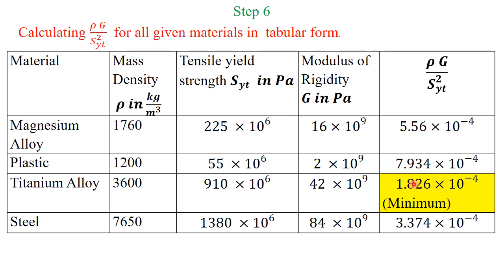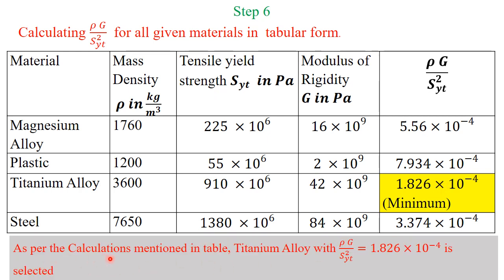It is now found that titanium alloy will give the minimum value of rho G by SYT square. So obviously this is the preferred material, because this material, if we choose it now, will give us the minimum weight. So this material is to be chosen. As per calculations mentioned in the table, titanium alloy with rho G divided by SYT square equal to 1.826 into 10 to the power minus 4 is selected.